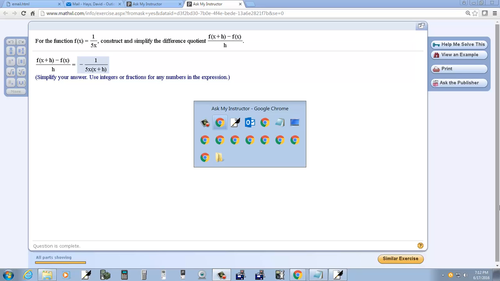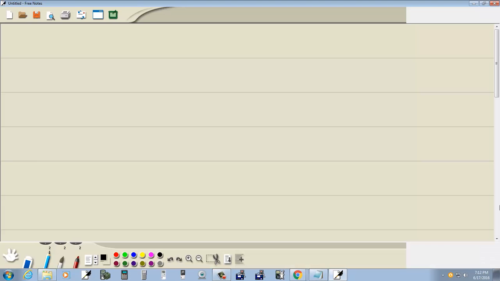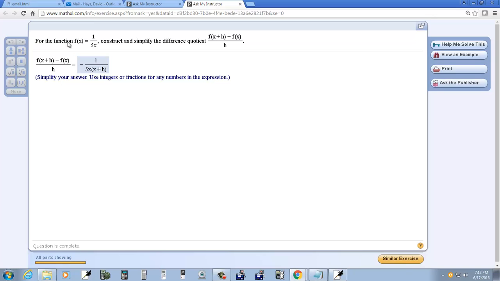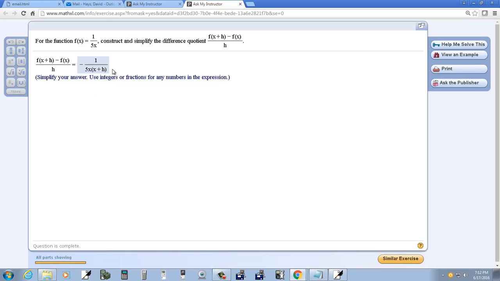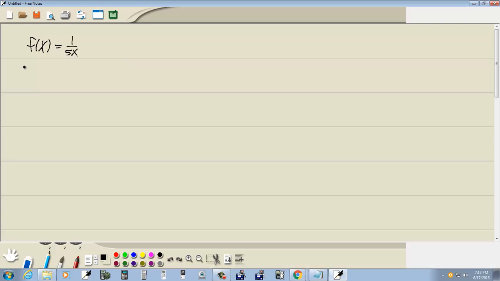Let's take a look at this problem. We got f of x is equal to 1 over 5x, and construct and simplify the difference quotient. Now our first step on difference quotient is to identify f of x. Now that's easy, it's given, 1 over 5x.